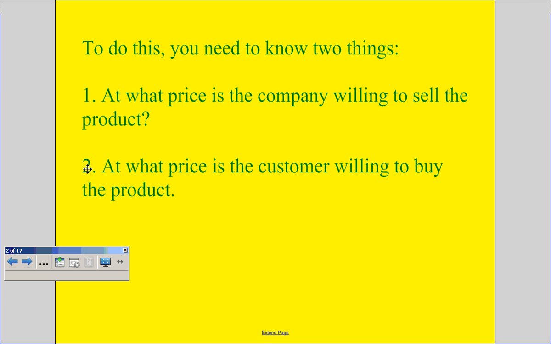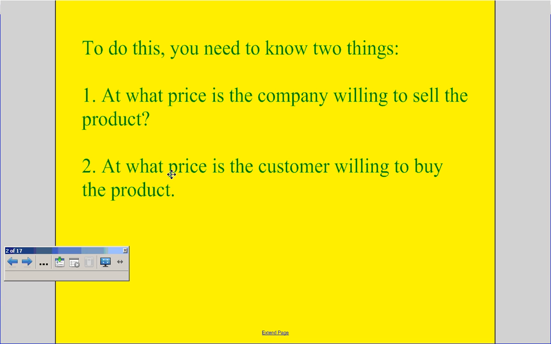Things you've got to know is what is the company willing to sell the product for? Well, in the case of Coke, it takes about 72 cents. At least that's what they charge us here at school to bring a bottle of soda into the building. So they know what they have to get. They have to get at least 72 cents. After that, they make a profit.